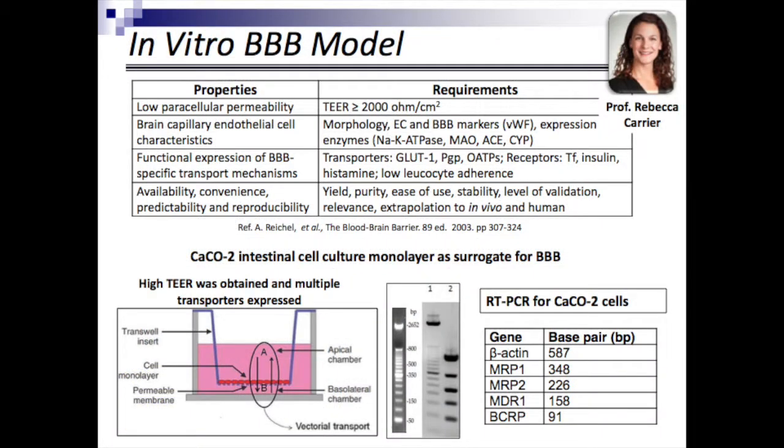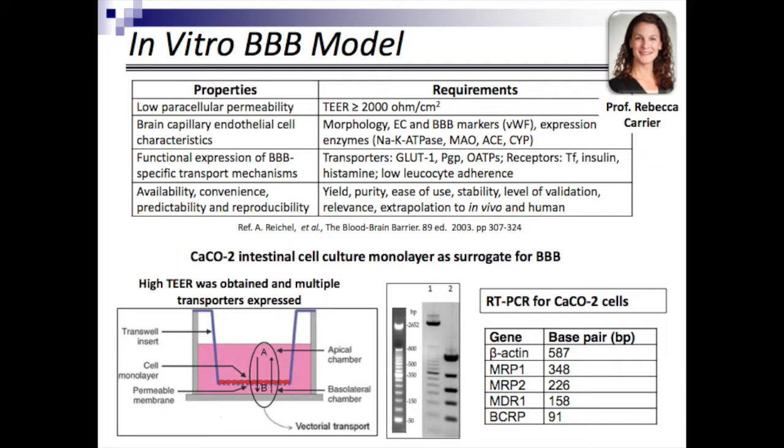First, we worked with Professor Rebecca Carrier, who is our chemical engineering faculty here at Northeastern, to test if our nano-emulsion system can actually enhance permeation through an in vitro model of the blood-brain barrier. We used the Transwell system, which you see on the bottom left-hand side, to create a cell culture system where we can look at permeability from the apical side, which is the top side, to the bottom side, which is the basolateral side.